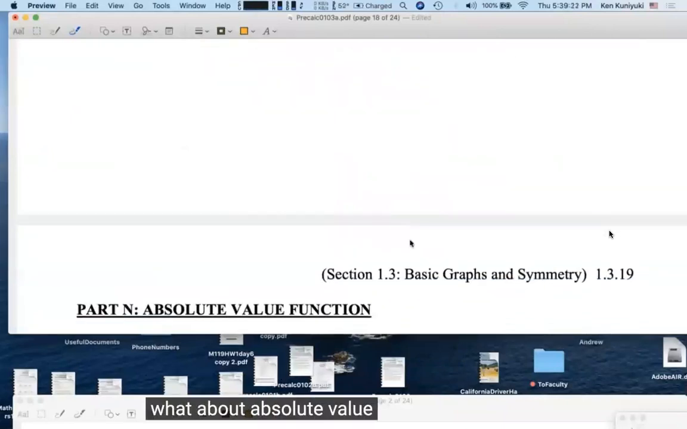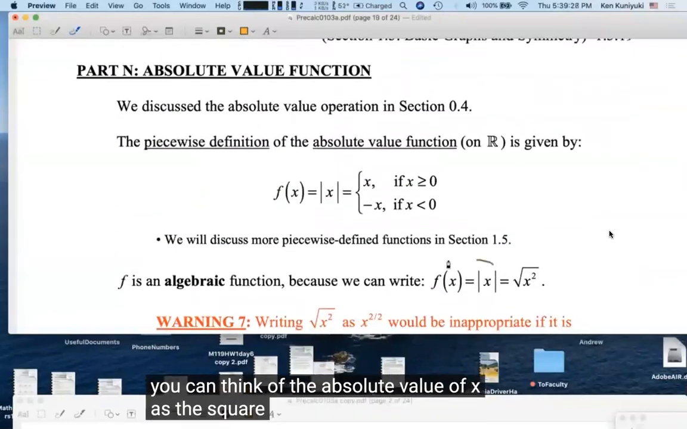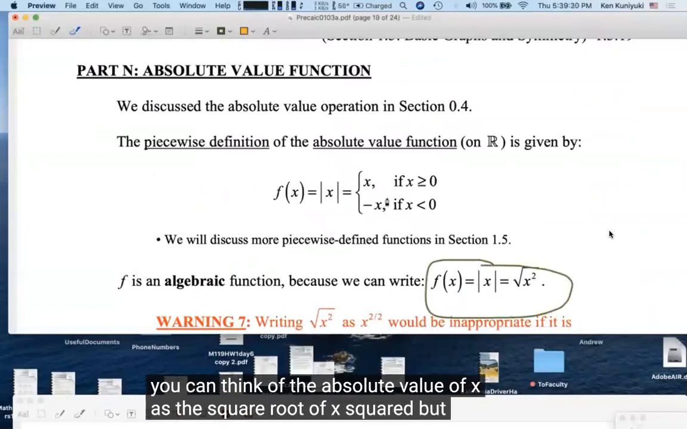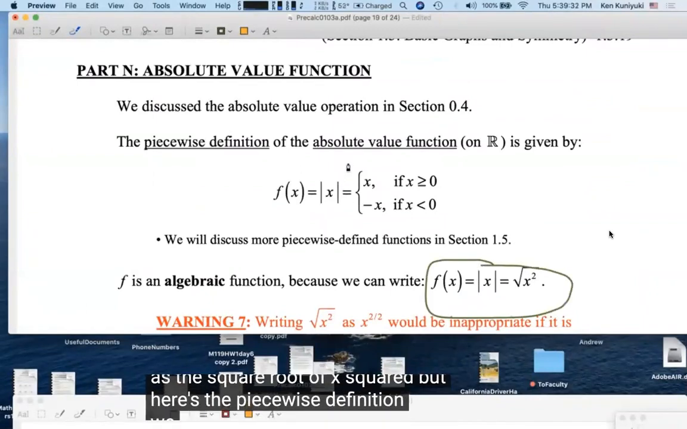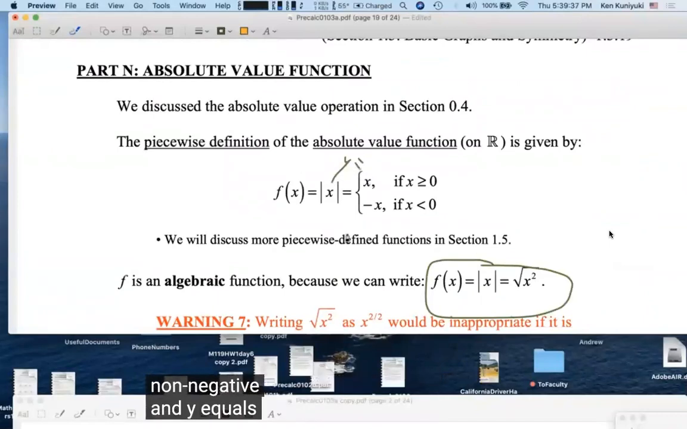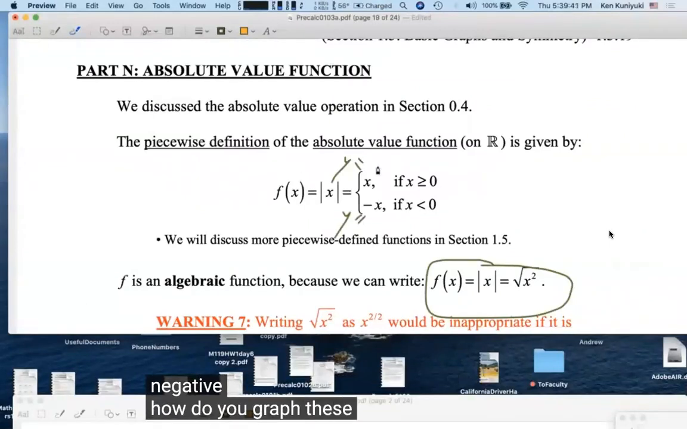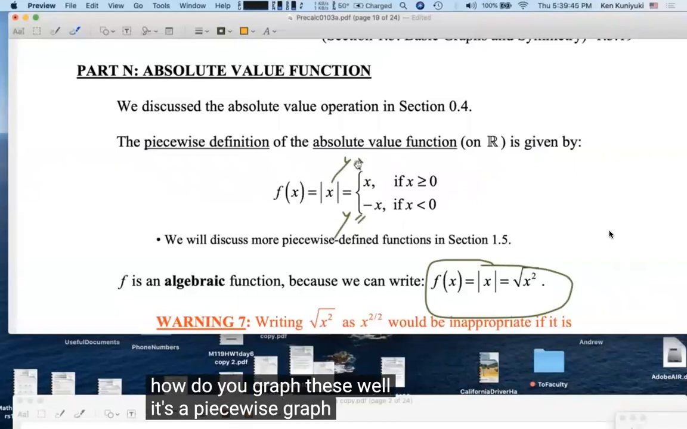What about absolute value? Actually, this is an algebraic function because you can think of the absolute value of x as the square root of x squared. But here's the piecewise definition. We have y equals x if x is non-negative, and y equals the opposite of x if x is negative. How do you graph these? Well, it's a piecewise graph.